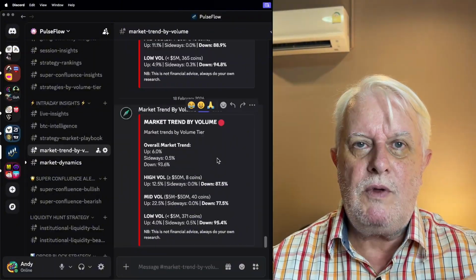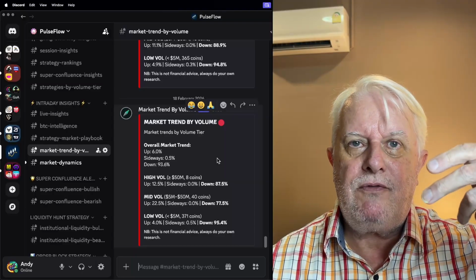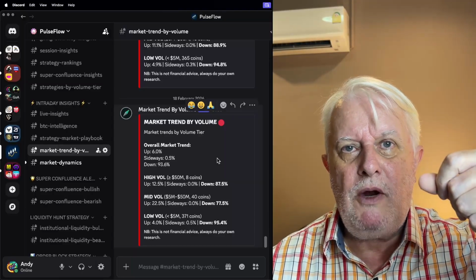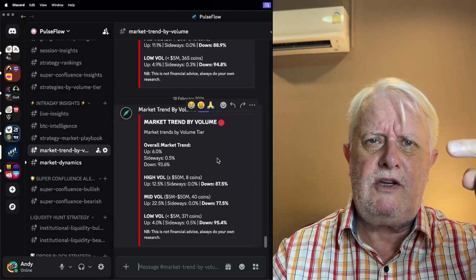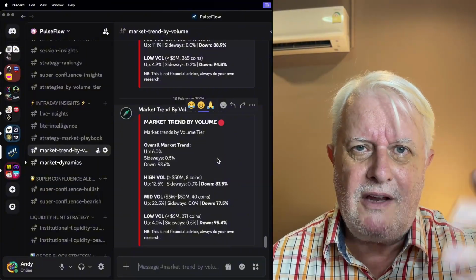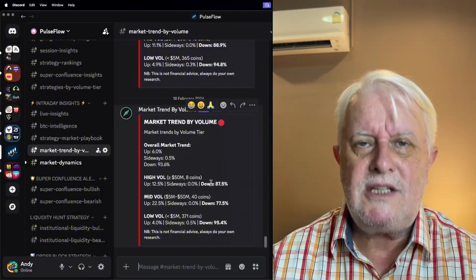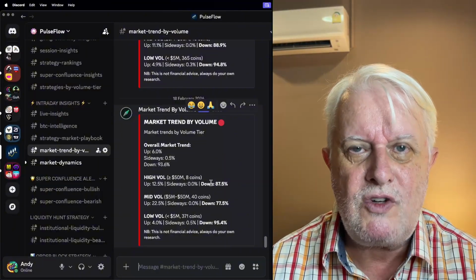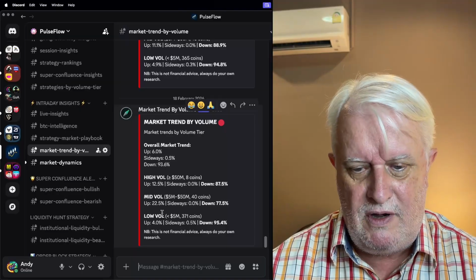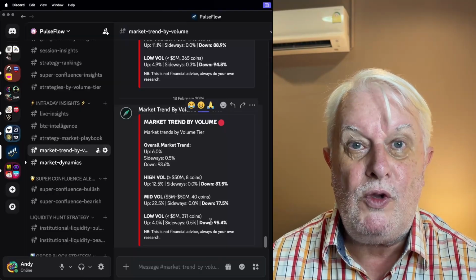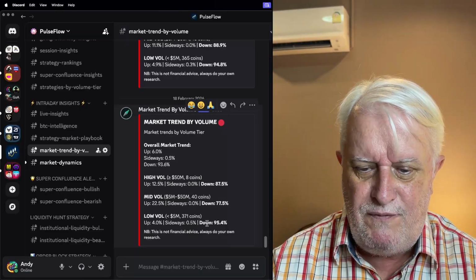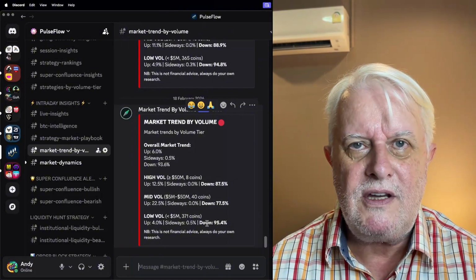What this tells you is, within PulseFlow, I have three types of coins: high, mid, low, but split up by volume, how much volume they trade in an average day on Binance. So the high volume ones, 87% of them are in a downtrend. Mid-tier, 77, and low volume tiers, the bulk of the alts, actually 95% in a downtrend.